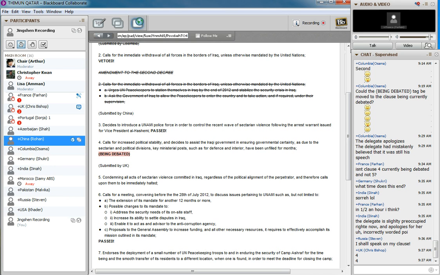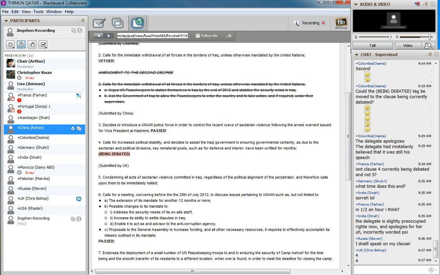Is the delegate implying that a revolution such as the ones in the Arab Spring in Egypt and Libya take place in Iraq?